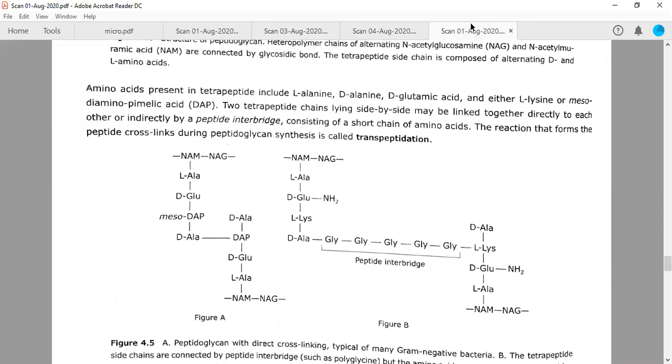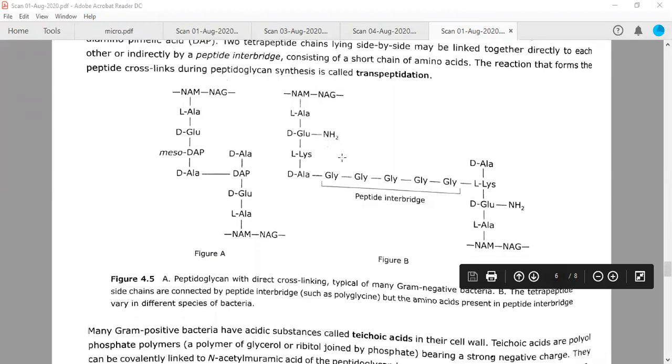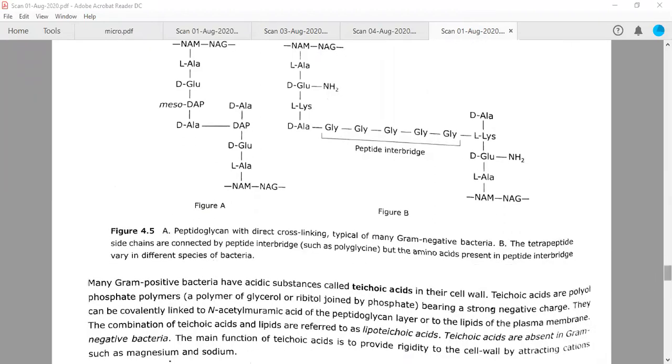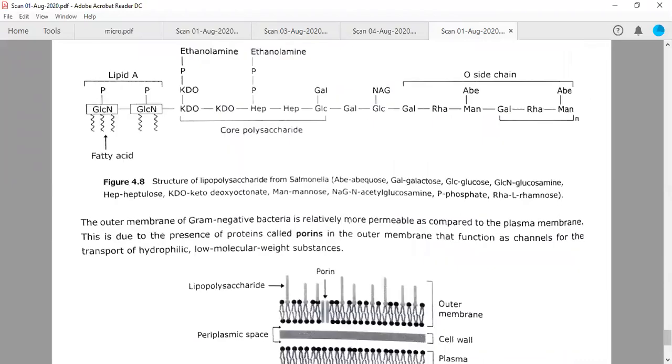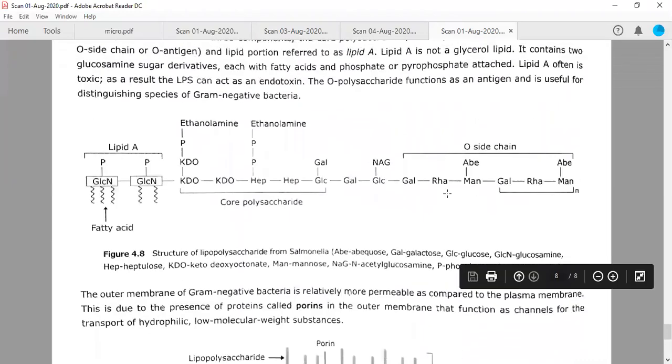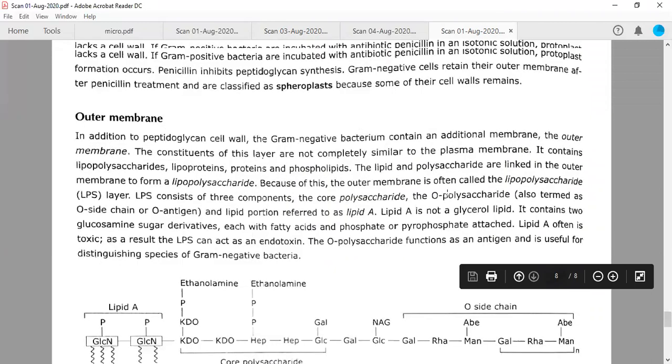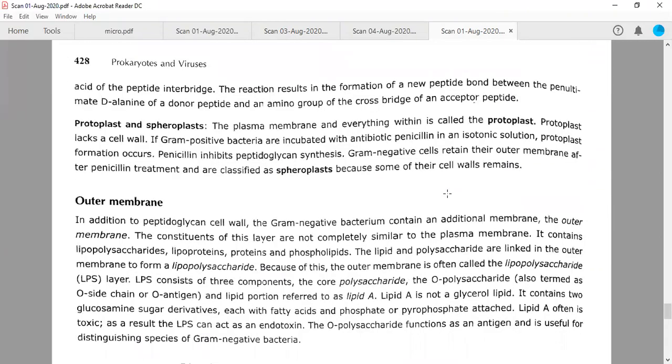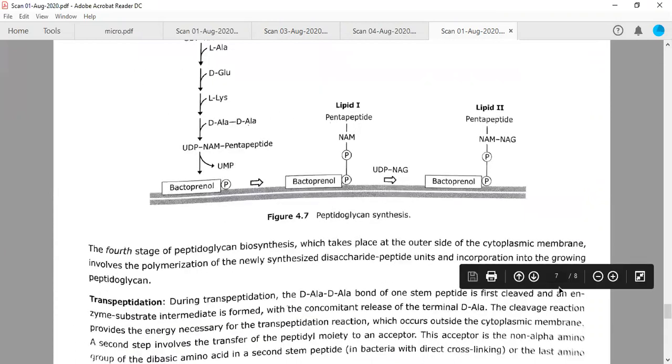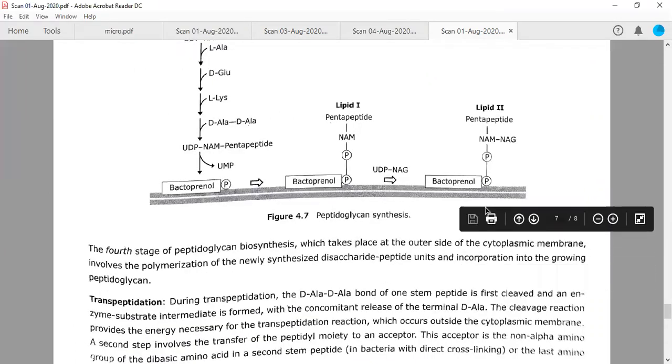So the fifth step is transpeptidation itself. As we have seen, there are 5 amino acids which are linked to UDP-NAM, so the structure that is formed is called a pentapeptide.